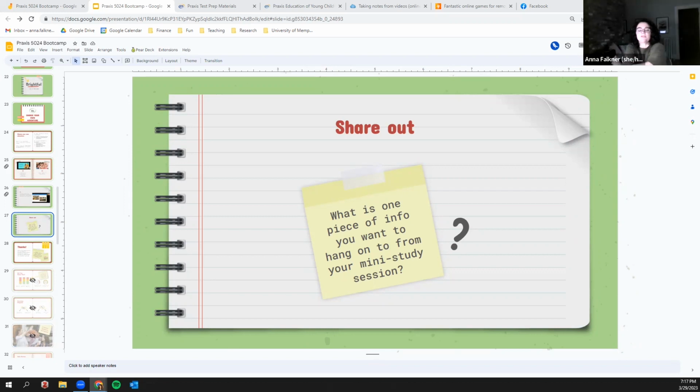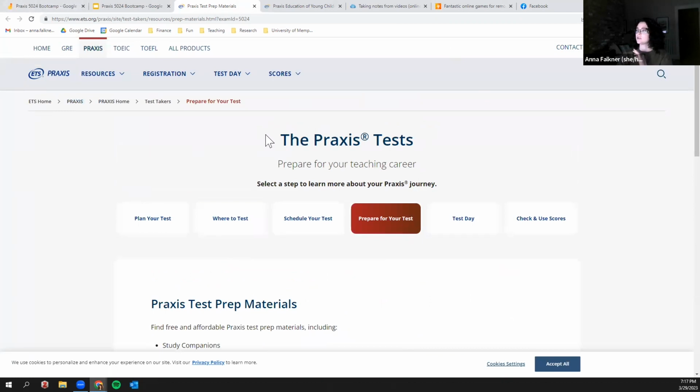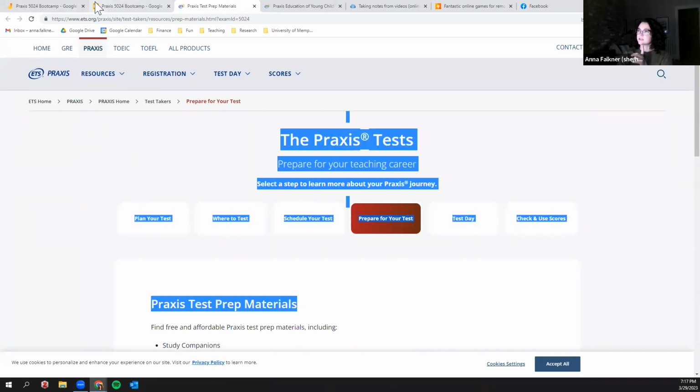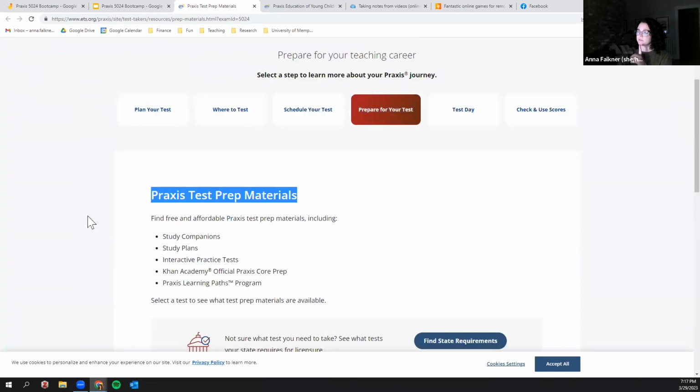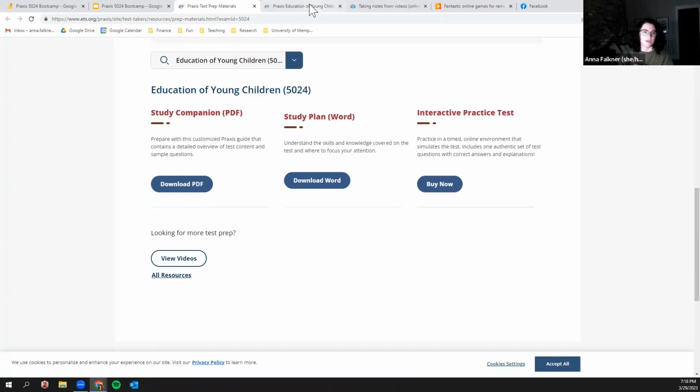So we wanted to give us a chance to take a look at some of the other resources and questions that are in the study guide. So we're going to take a look at the study companion. If you remember earlier in the session, we took a look at the ETS website right here. And so we have the Praxis test materials: the study companion, the study plan, which is really for you to set yourself some expectations, and an interactive practice test. The interactive practice test I highly recommend that you do because it does simulate the test. It's got an authentic set of test questions, answers, all that kind of good stuff. But for now, we'll take a look at the study companion.